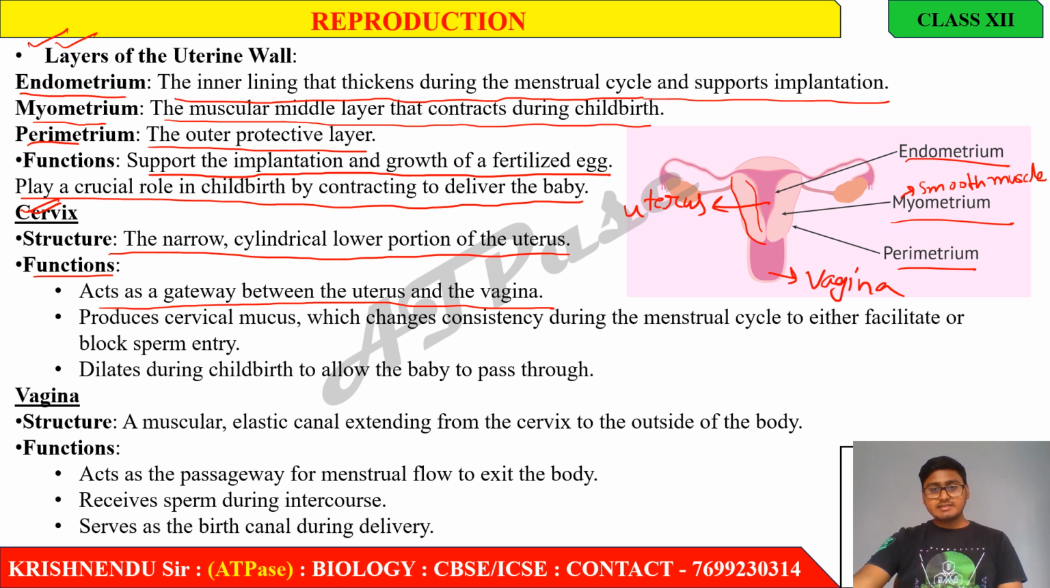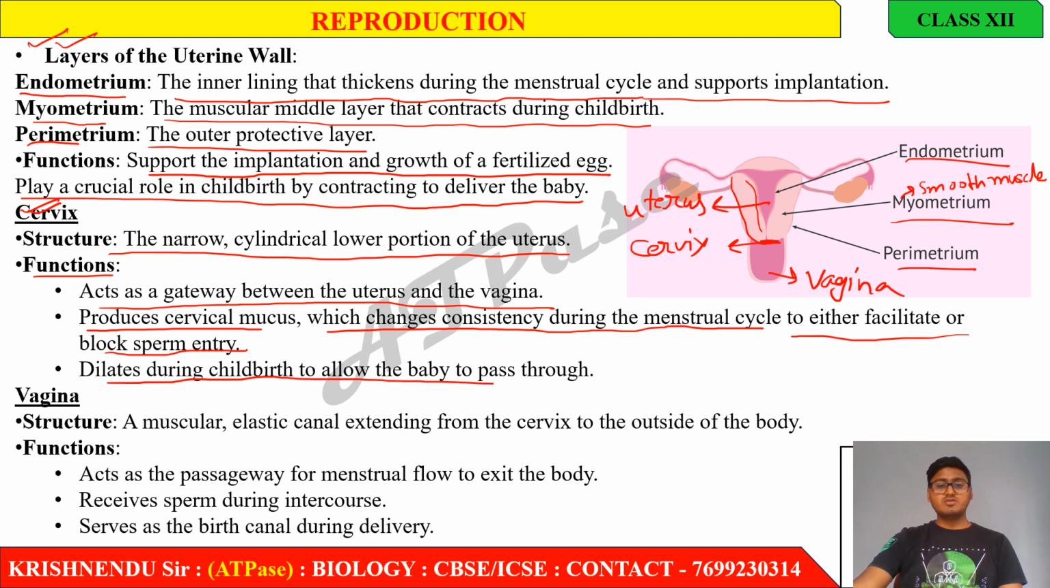This is the uterus, and here the cervix is located. It produces cervical mucus, which changes consistency during the menstrual cycle to either facilitate or block sperm entry. It dilates during childbirth to allow the baby to pass through. So these are the main functions of the cervix. It dilates to a very large size when childbirth is happening, to give birth to a child.